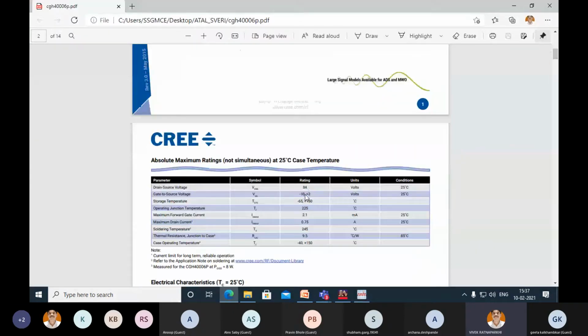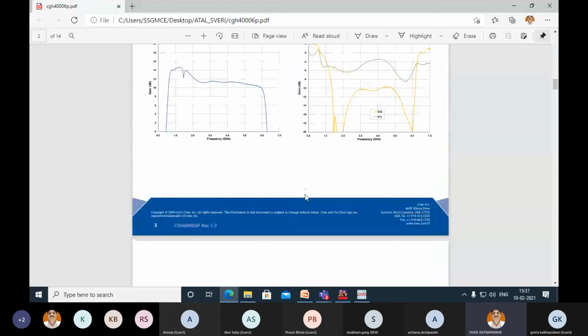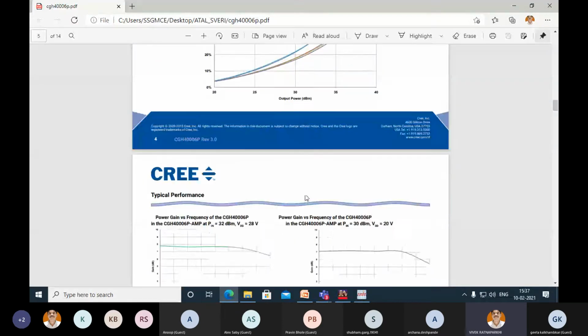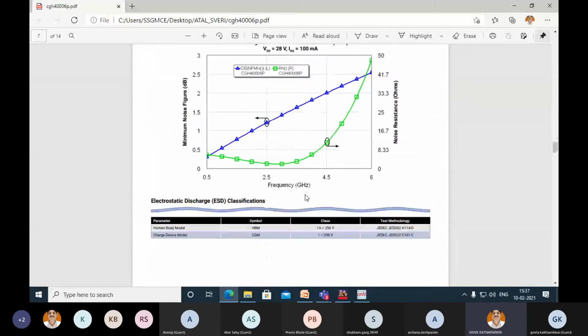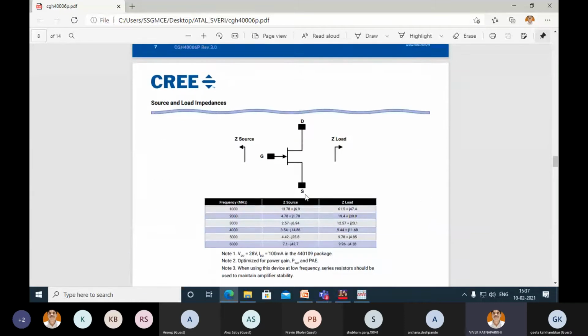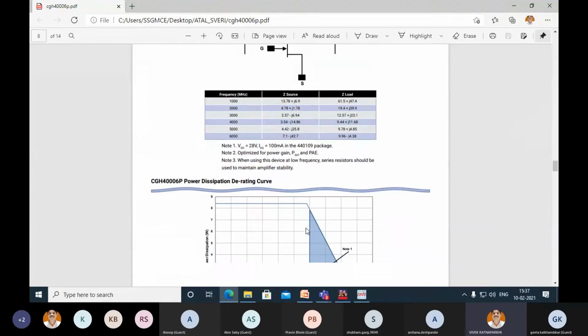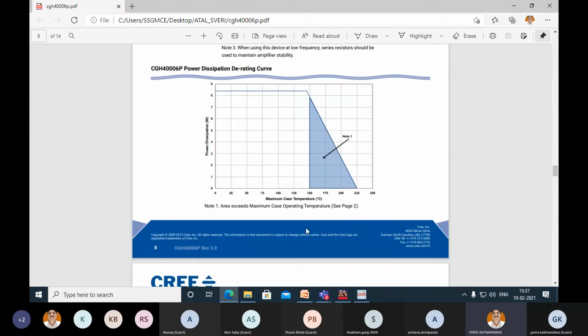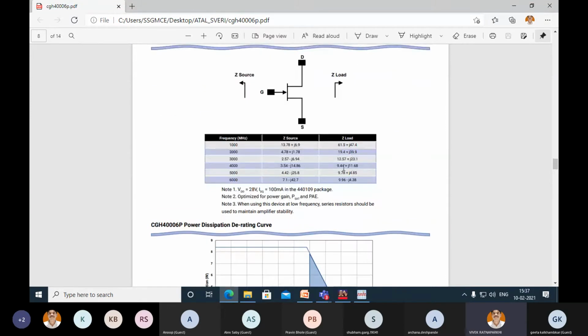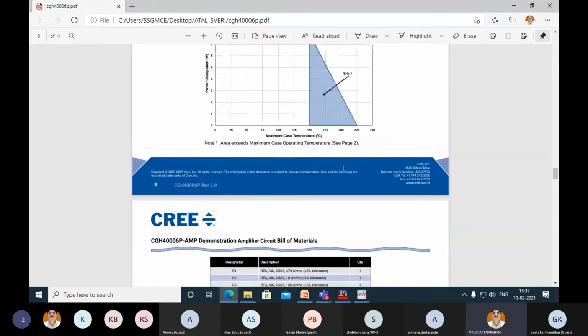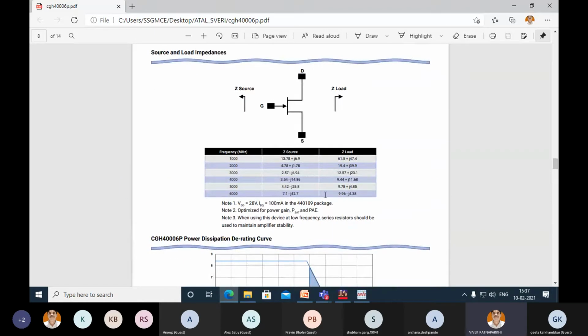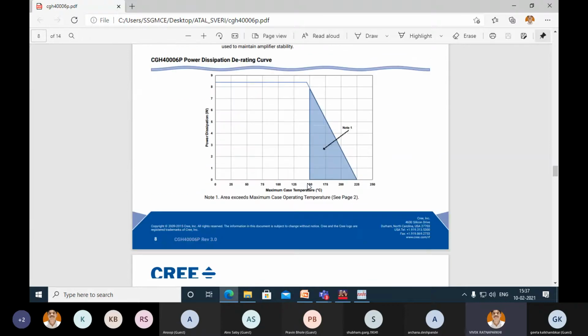So there are a lot of things which one can read from this. A lot of information about the transistor can be got from this data sheet. The Z source and Z load are also given. If you don't have the nonlinear model, you can start your design with these impedances, or even with the help of a nonlinear model, you can check the source and load impedances of your design with the bias network and the parameters provided by the manufacturer.